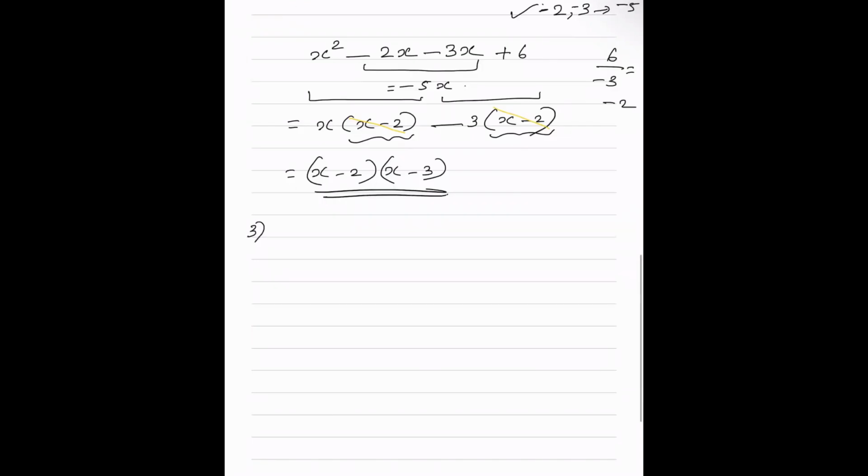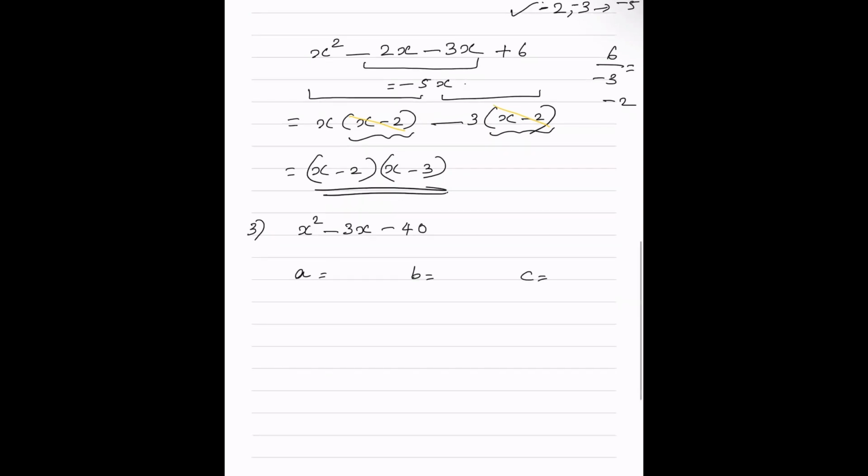Third type is x square minus 3x minus 40. A is coefficient of x square, which is 1. B is coefficient of x, which is negative 3. C is the constant term, which is negative 40. Find out AC. When you calculate AC, you have to do 1 into negative 40, which gives me negative 40.